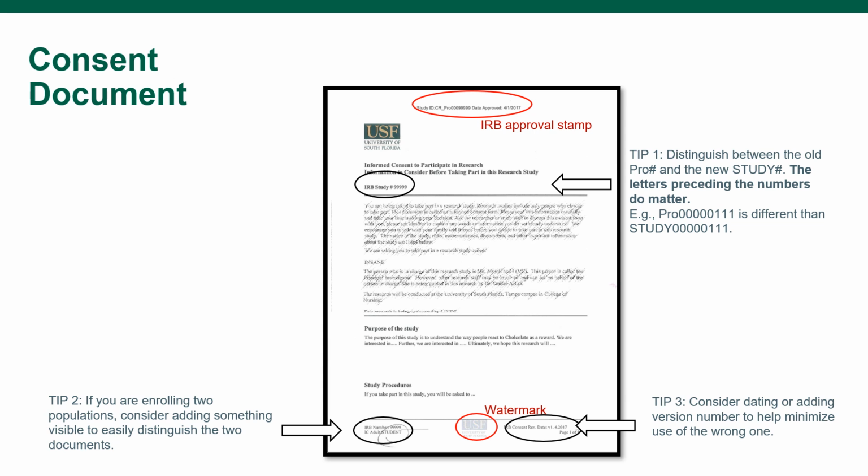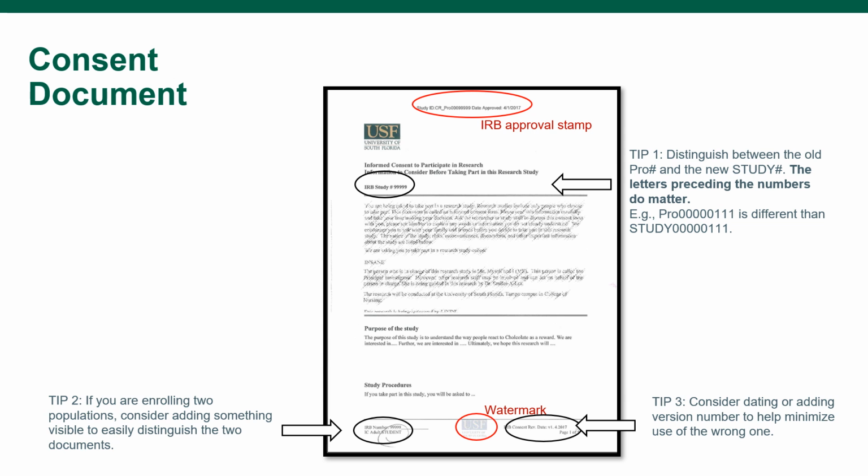Tip number 1. We want to distinguish between the old PRO numbers for study approvals before October 2020, and the study numbers found in the new Bulls IRB system. So PRO 111 is not the same study as Study 111. So make sure that you are adding the correct IRB number to your documents.